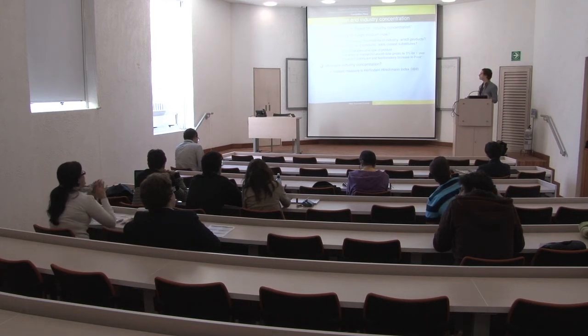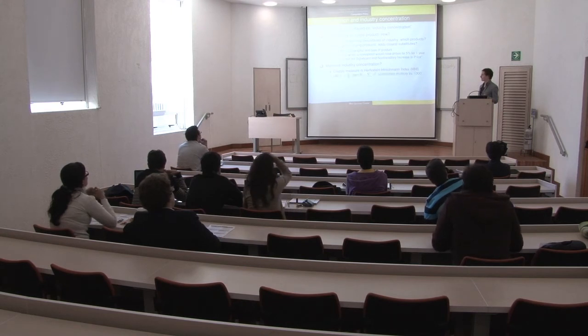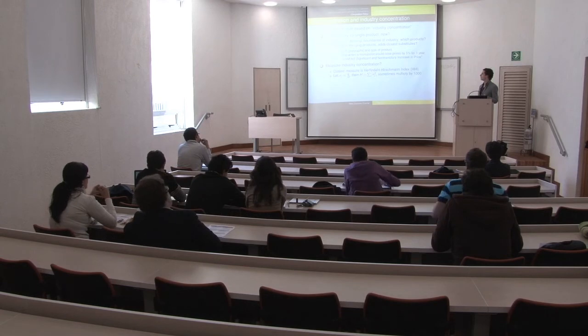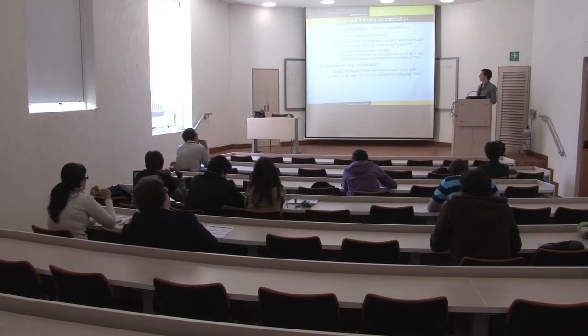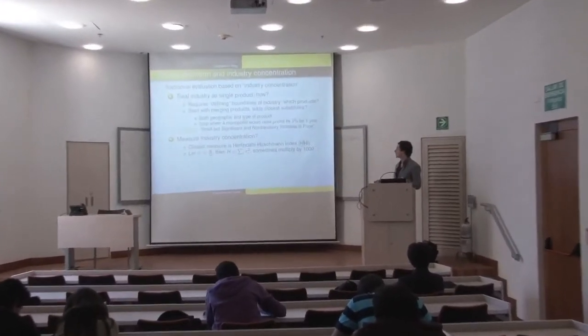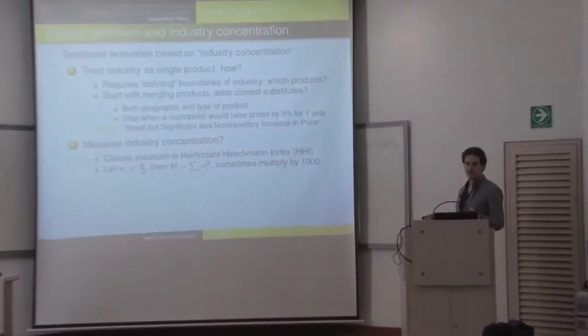Exactly. So this is called the Herfindahl-Hirschman index. And as Nancy said, you take the share of each firm, which is the quantity that they sell divided by the total quantity, and you sum it up across all firms. And then you usually multiply not by 1,000, but by 10,000. That's the standard thing that you do.